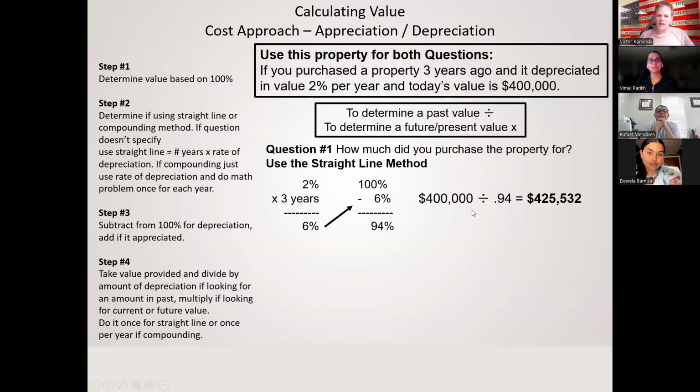So we take 400,000 divided by 98%. Get the answer, and then you do the problem again.